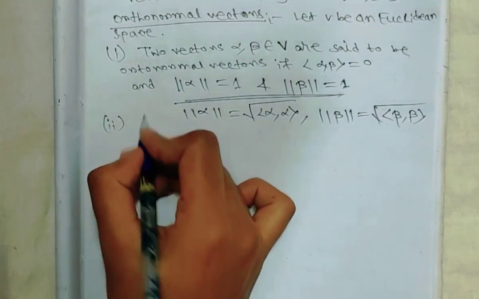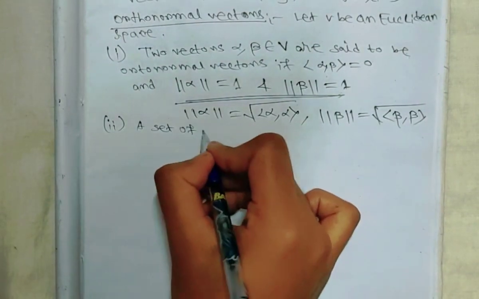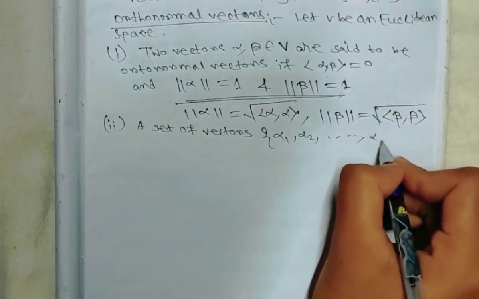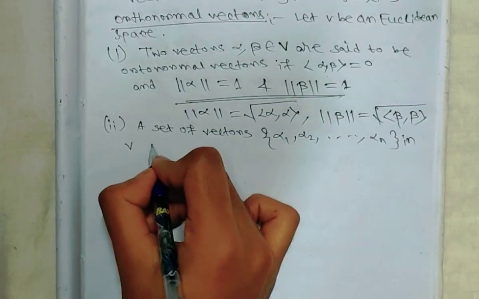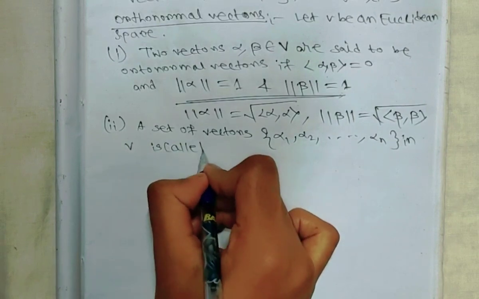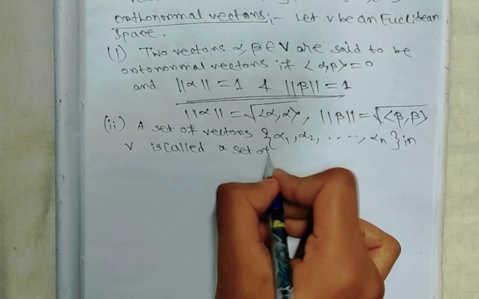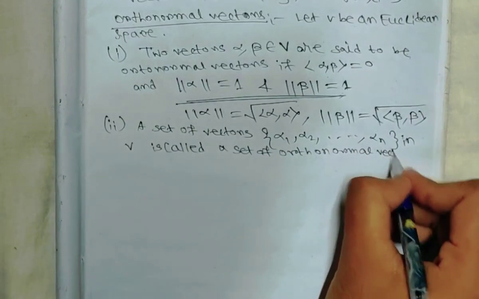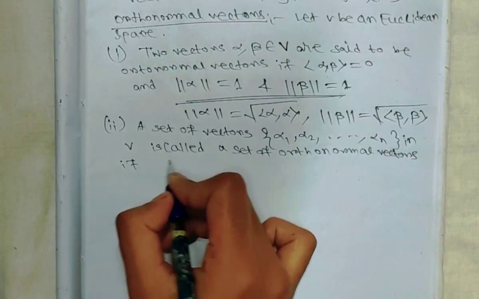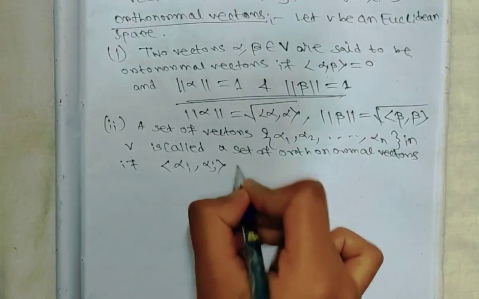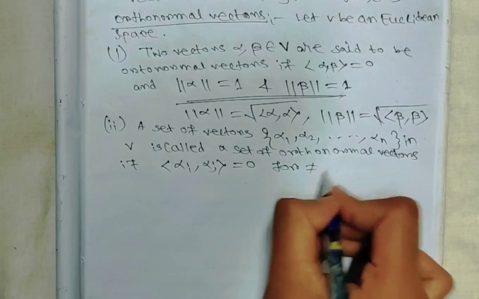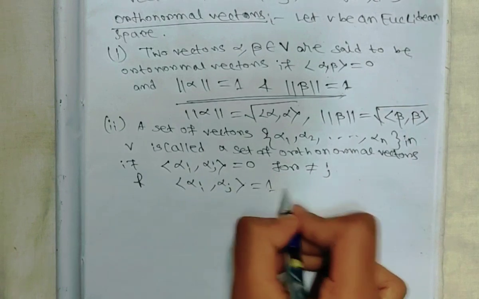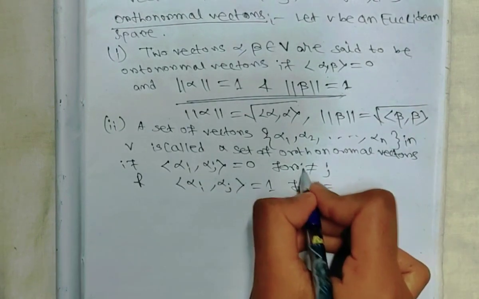Similarly, the second one is a set of vectors alpha 1, alpha 2, dot, alpha n in Euclidean space V is called a set of orthonormal vectors if the inner product of alpha i comma alpha j equals 0 for i not equal to j, and the inner product of alpha i, alpha j equals 1 for i equal to j.